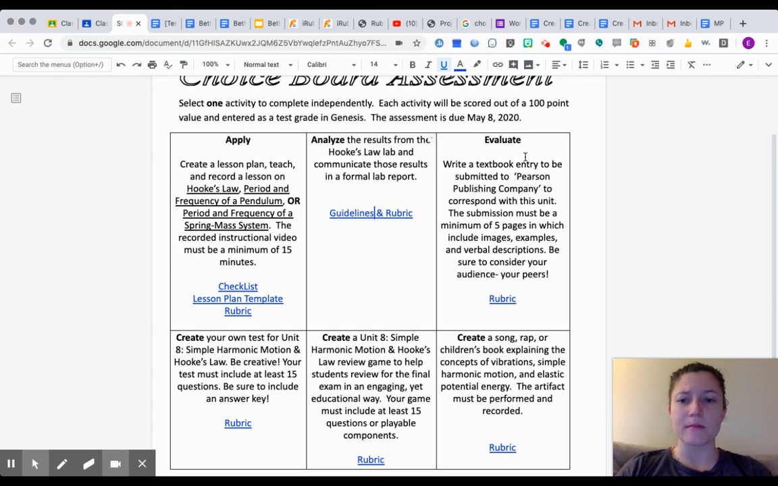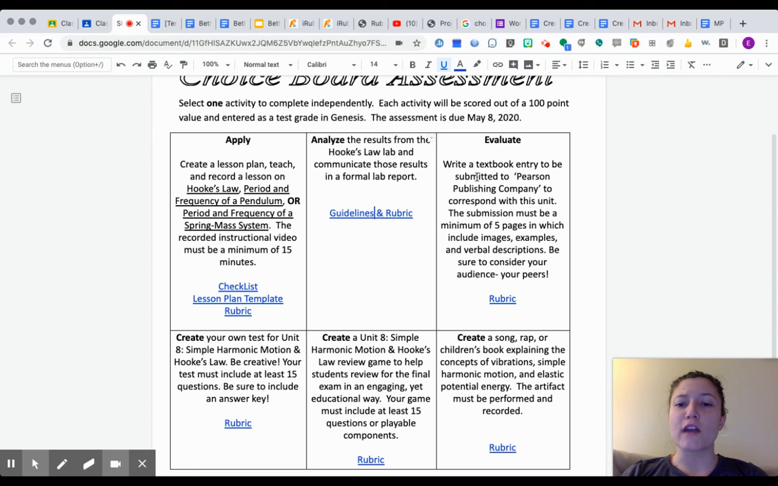Okay, next option, option 3. Evaluate. So, you have a textbook at home. In your textbook, there is a segment on Hooke's law and simple harmonic motion. I will also post, in case you didn't bring your textbook home and leave it there, like we said to in September, resources for you to check out if you don't have access to your textbook.